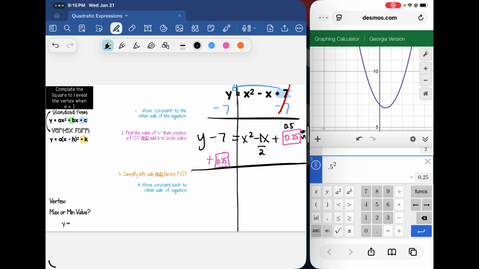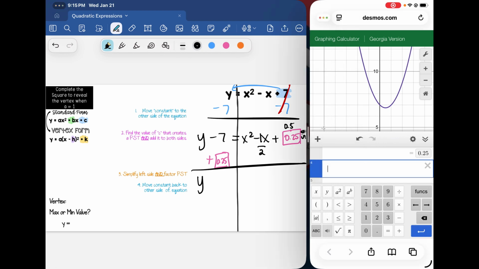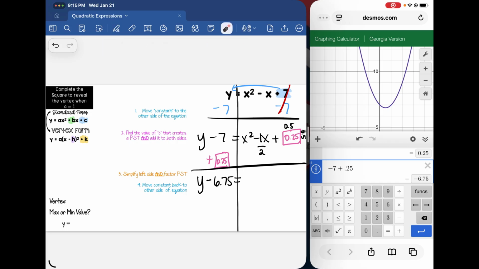All right. So now we need to simplify. y minus 7 plus 0.25 gives me negative 6.75. So y minus 6.75 is equal to, what is going to be my form right here? That's going to give me that perfect square trinomial, aka that parentheses with a square on the side.